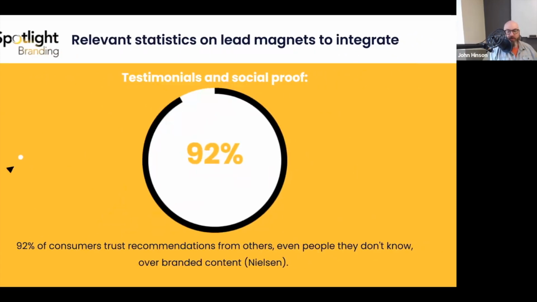92% of consumers trust recommendations from others, even people they don't know, over branded content. So that speaks to the power of social proof. As long as they can appreciate that it's actually someone real.